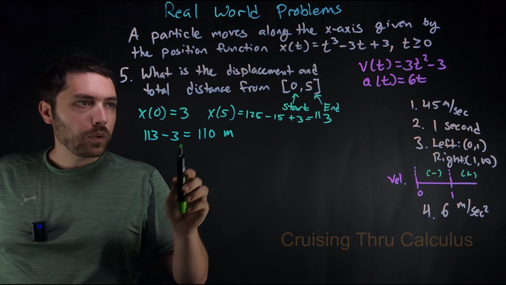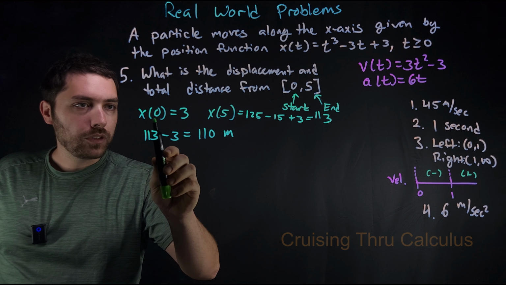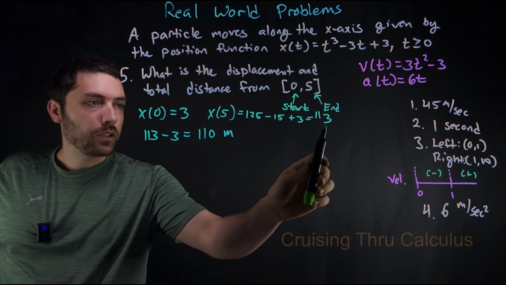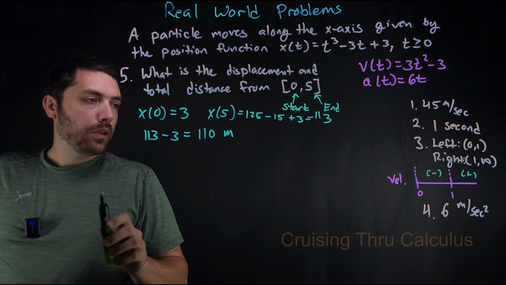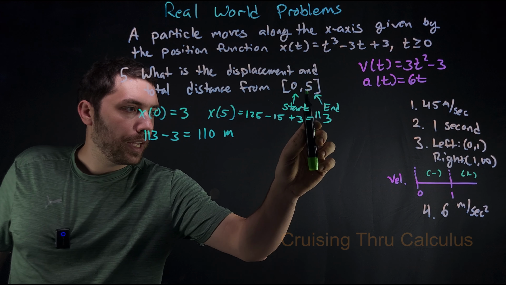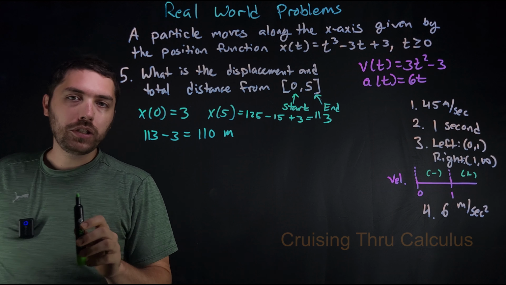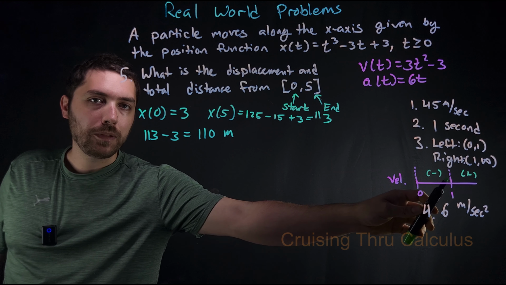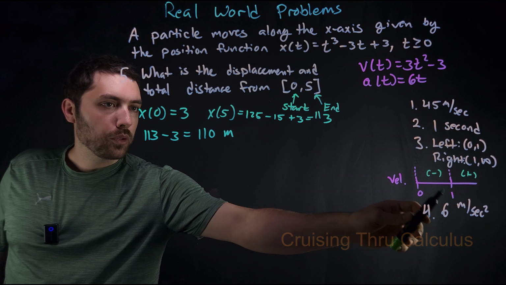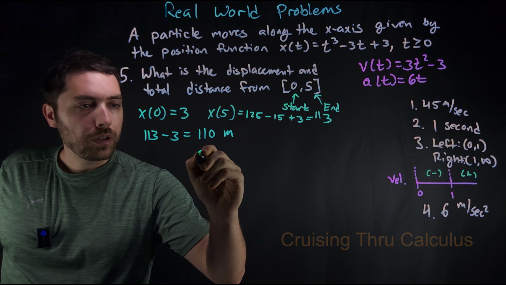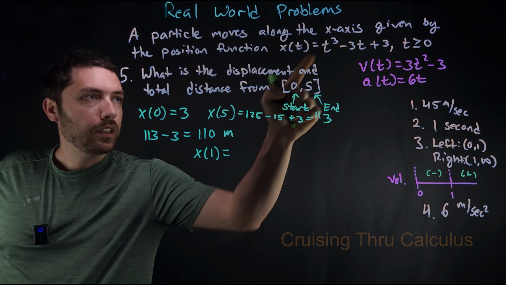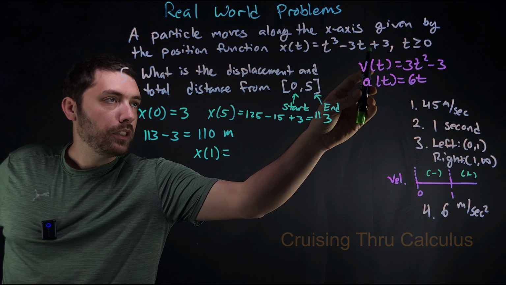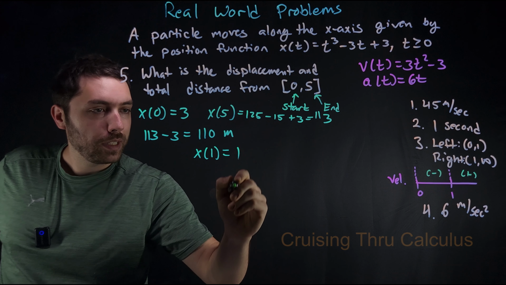So here's what we're going to do. We know already what the starting value was. It was x of 0 equals 3. We also know what the ending value was. x of 5 was 113. Well, notice that from 0 to 5, there was a point when it changed directions because it was moving to the left and then it was moving to the right. And that happened when t was equal to 1. So here's what I'm going to do. I'm actually going to plug 1 into this equation up here. So we're going to get 1 minus 3 plus 3, which is just 1.